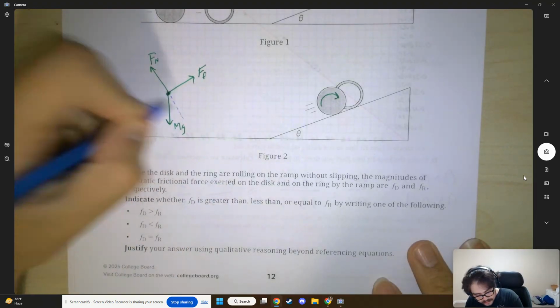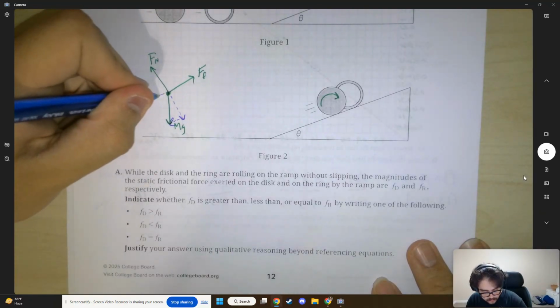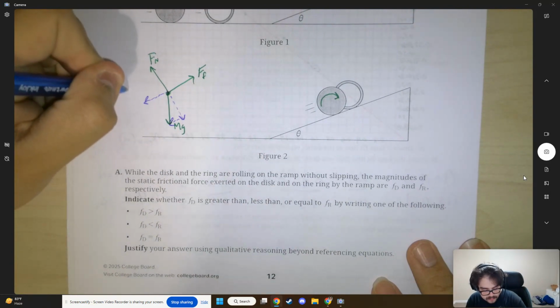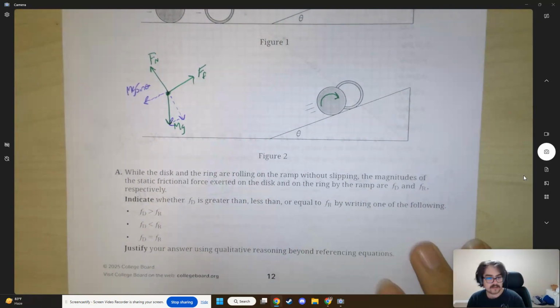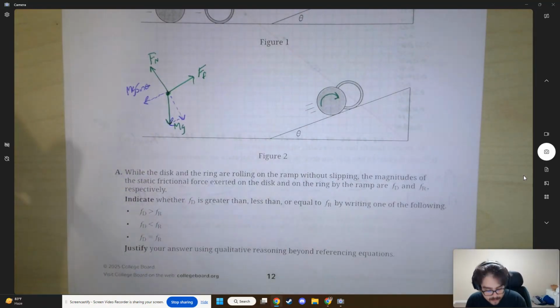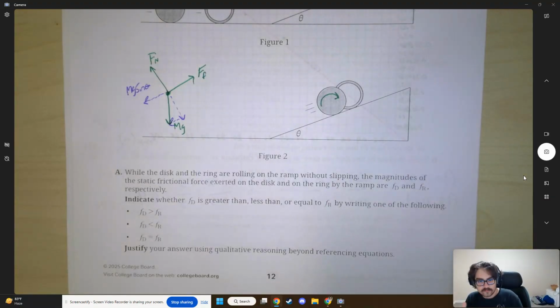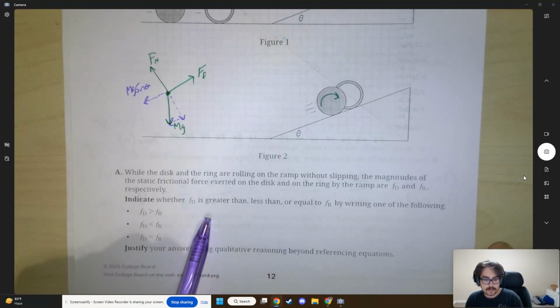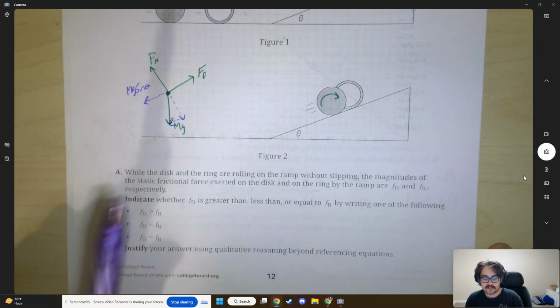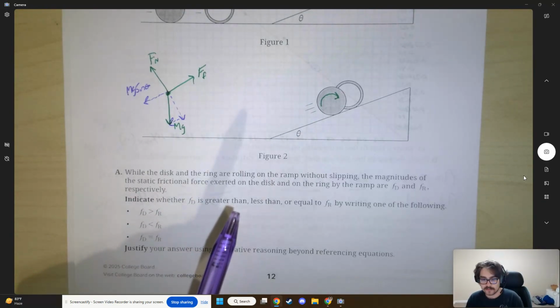Okay. And then, of course, if you were to look at the components, you would have a component of mg going into the plane and then a component going down. So ultimately, that component that's going down is going to be mg sine theta. The normal force and that other component of mg are going to cancel out. So the question now is a matter of which friction is greater. Is the friction on the disk greater than the ring or vice versa, or are they equal? You might be tempted to say equal because you're thinking they're made of the same material, they've got the same mass, so their friction should resolve to be the same.